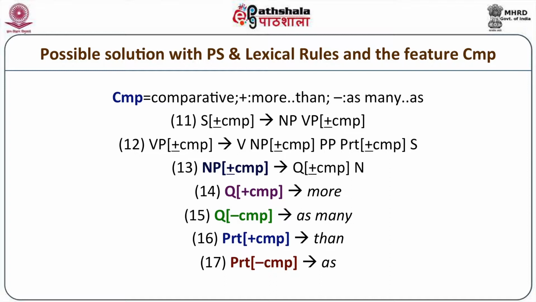If this feature is copied from S onto NP and copied from S onto VP and then from NP to all the daughters of NP and from VP to all the daughters of VP, it keeps getting copied all over the tree. Then you can guarantee that if there is a more on the left, then there will be a than on the right. If there is an as many on the left, then there will be an as on the right. Why? Because there is a single feature copied all over the tree. That feature is either that of more and than, or the feature shared by as many and as. No problem, if you were able to do this.